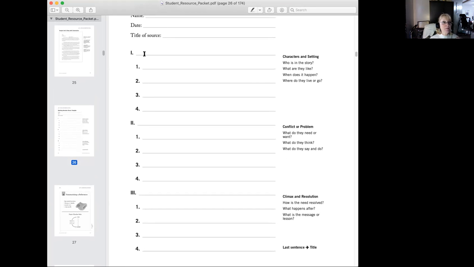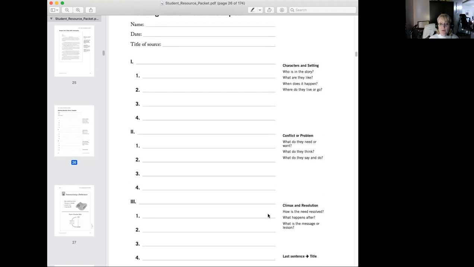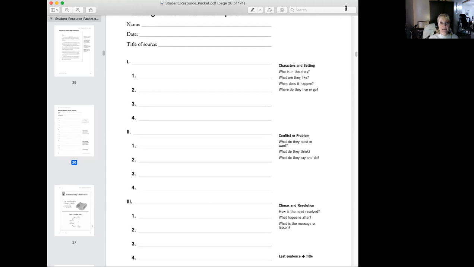Just remember the first section that you have to have right here is your characters and your setting. You'll pick a Bible story, but then ask yourself these questions. Who's in the story? What are they like? When does it happen? Where do they live or where do they go? Then ask yourself, what is their problem or their conflict? What do they need? What do they want? What do they think or say or do? What's the climax and resolution? How's the problem resolved? What happens after? What is the message or the lesson? And this week I really want it to have a lesson.